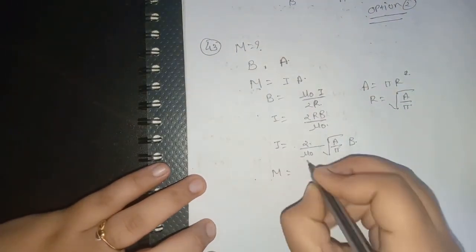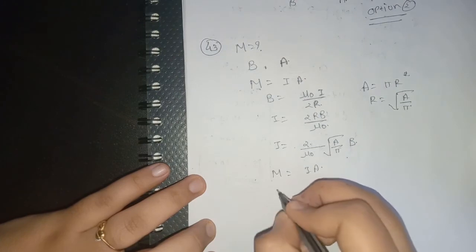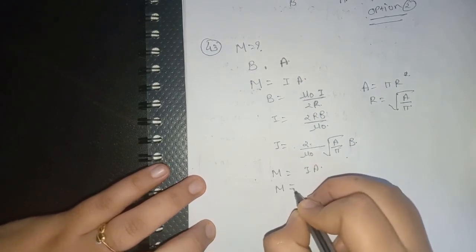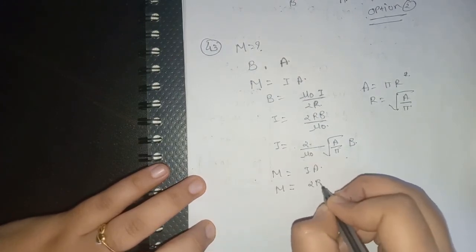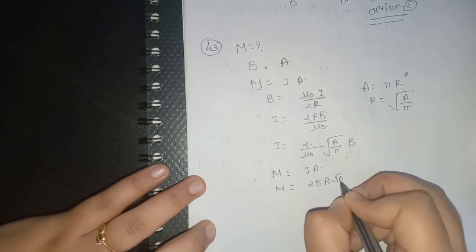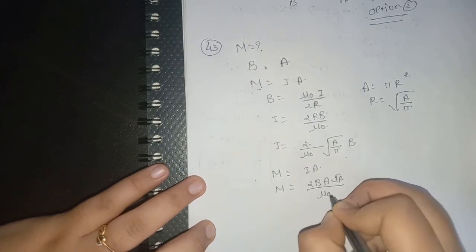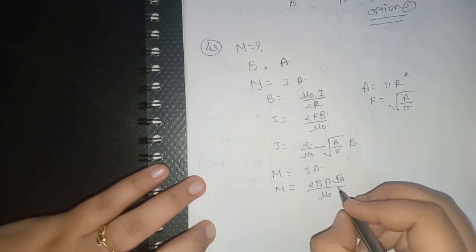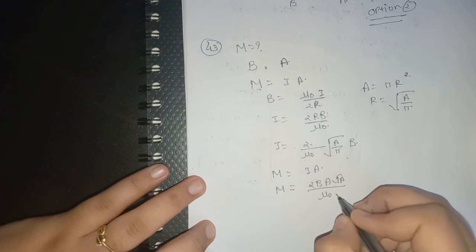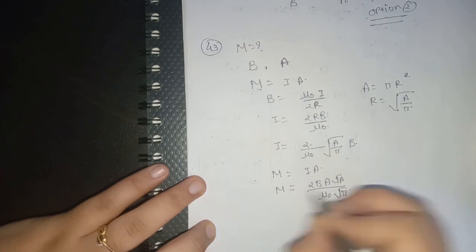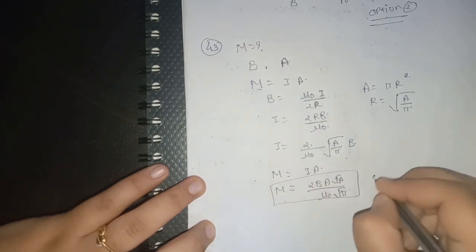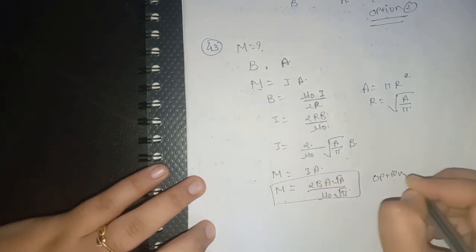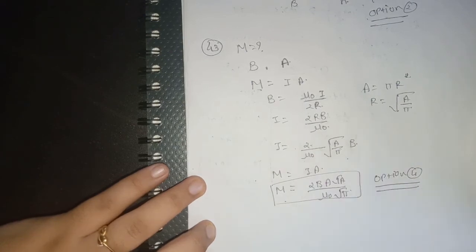Magnetic moment will be I into A. So M will be 2BA root A divided by mu naught into root pi. So option 4 is the correct option.